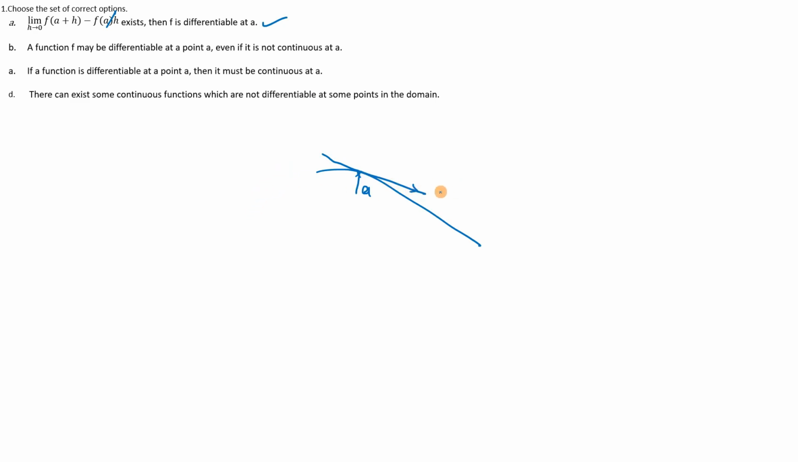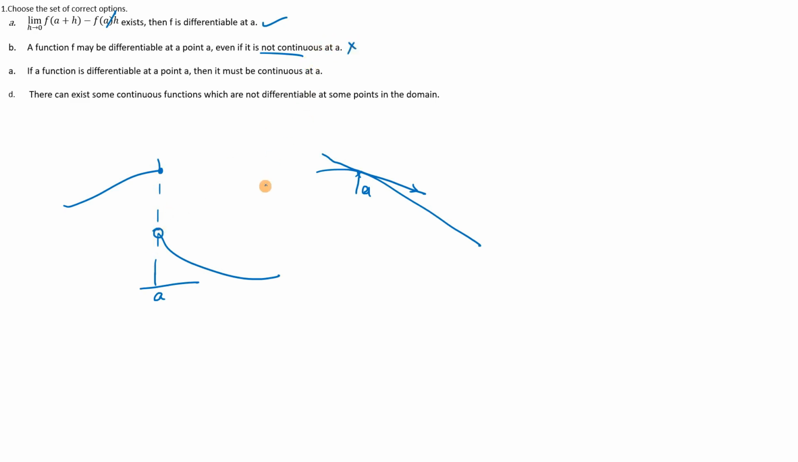So here, let's say the function is not continuous, so we have a function something like this. At point a, this is a. So let's say this is at a and this is not at a. So how can we draw a tangent for a graph something like this? It is not possible, right? So the second option is wrong.